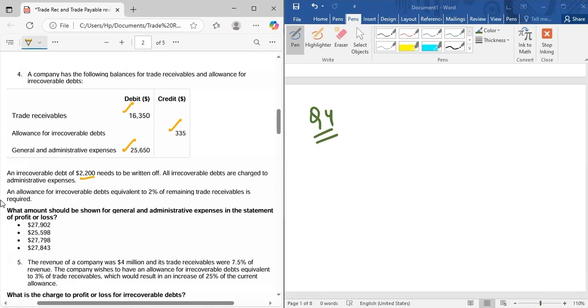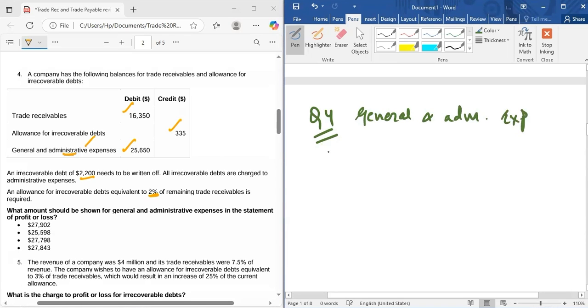So this is our bad debt. All irrecoverable debts are charged to administrative expenses here. We charge bad debts here. An allowance for irrecoverable debts equivalent to 2% of remaining trade receivables is required, right? What amount should be shown for general and administrative expenses in the statement of profit and loss? So this general and administrative expenses would include my bad debts, plus it would include the allowance, which I have to make at 2% of remaining trade receivables.